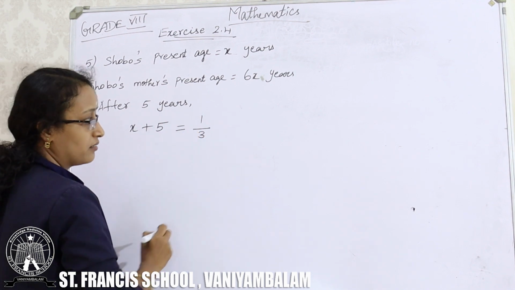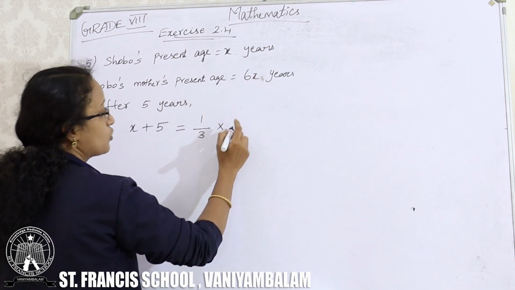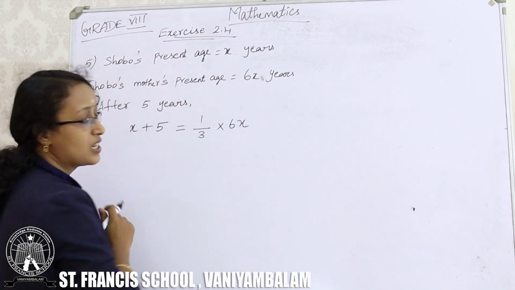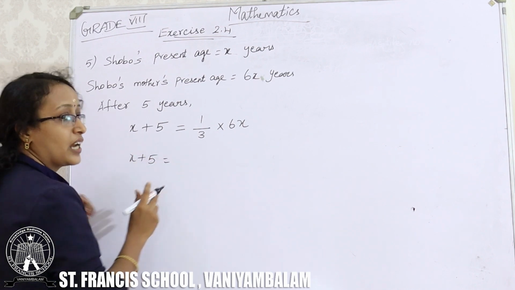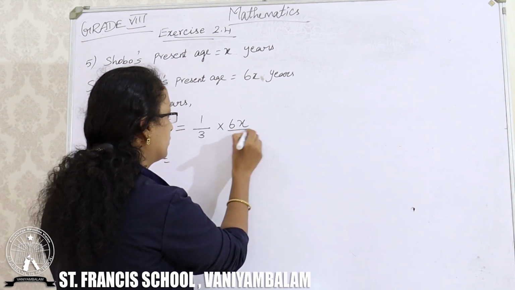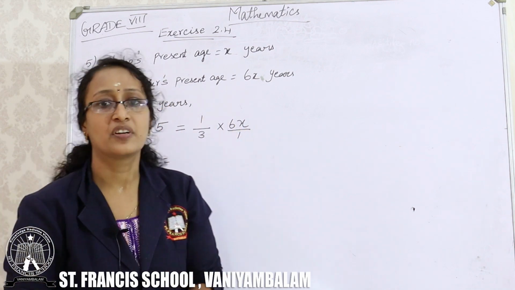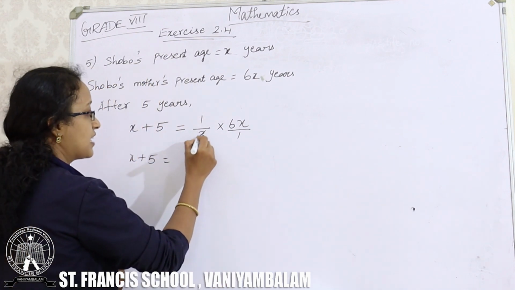1/3 means 1 by 3. 1/3 of the Shobo's mother's age. What is the Shobo's mother's age? 6x. So x plus 5 is equal to, now the 6x you can write it as a fraction. Yes, now we have two fractions in multiplication. So you can cancel this.